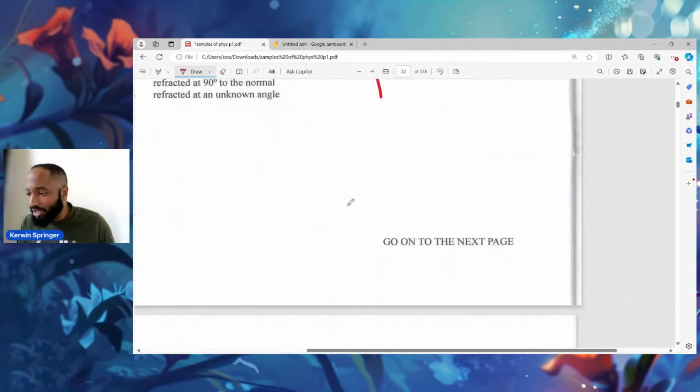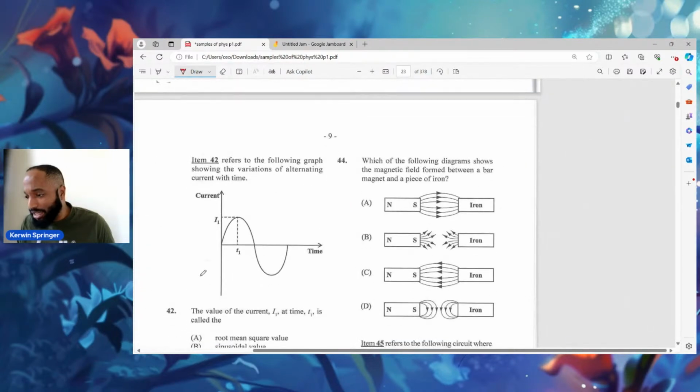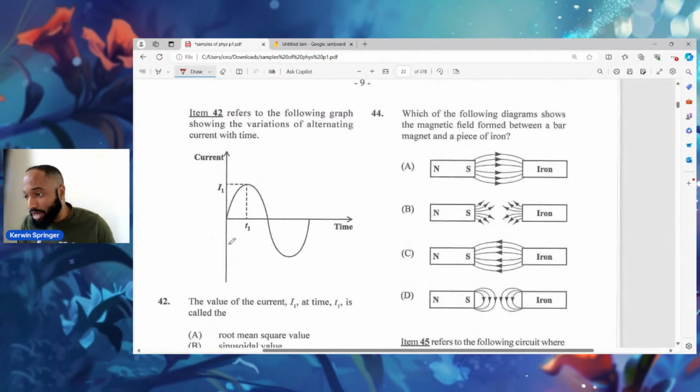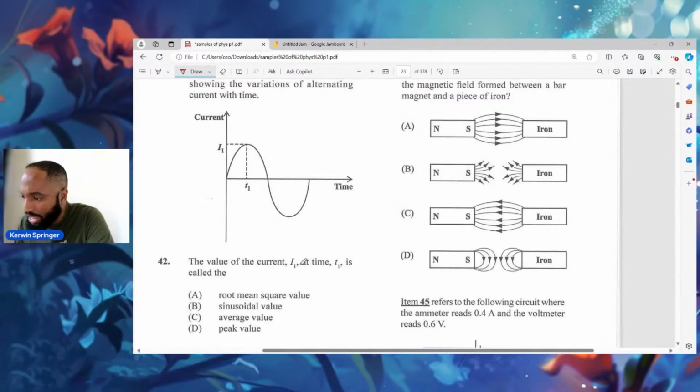So it's mostly theory questions here. If you know, you get a mark. If you don't know, you get no mark. The value of the current I1 at the time T1 is called the peak value.